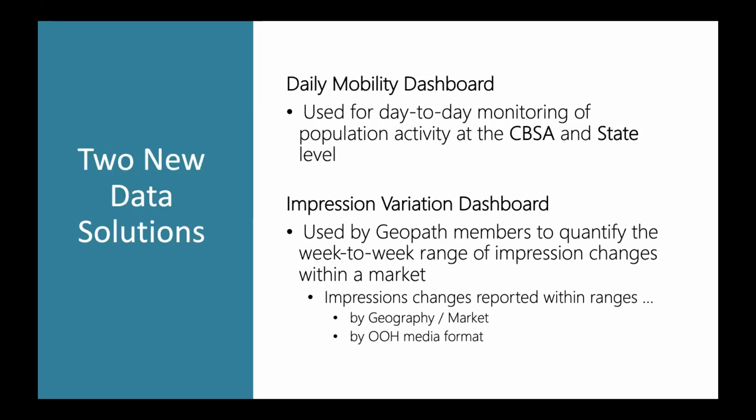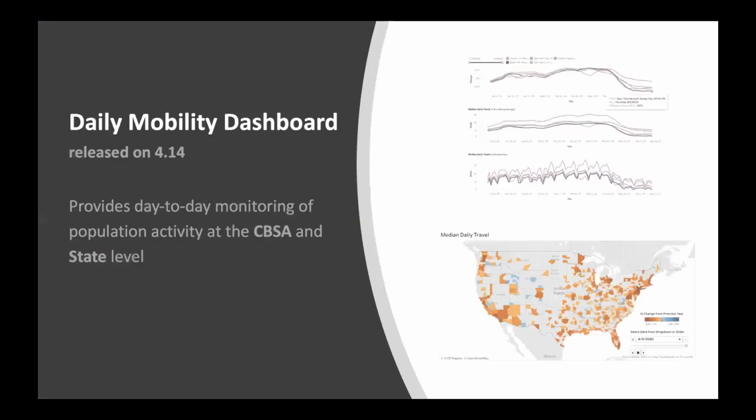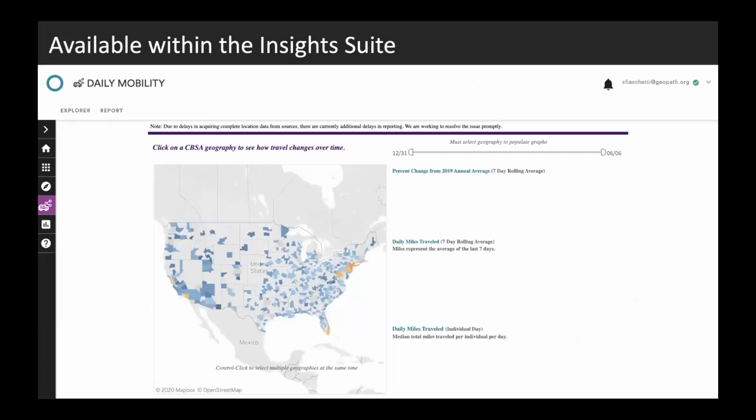I'm going to talk a little bit more about each of those and then some of the other reports that we've been producing. In terms of the daily mobility dashboard, that was released about 2 months ago, on April 14th. And as I said already, it's this day-to-day monitoring of population activity. And again, it's important to know the information is at the CBSA level and at the state level.